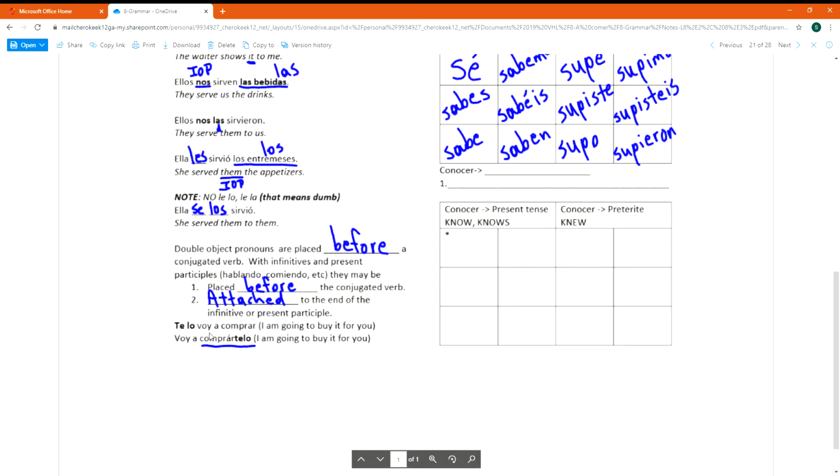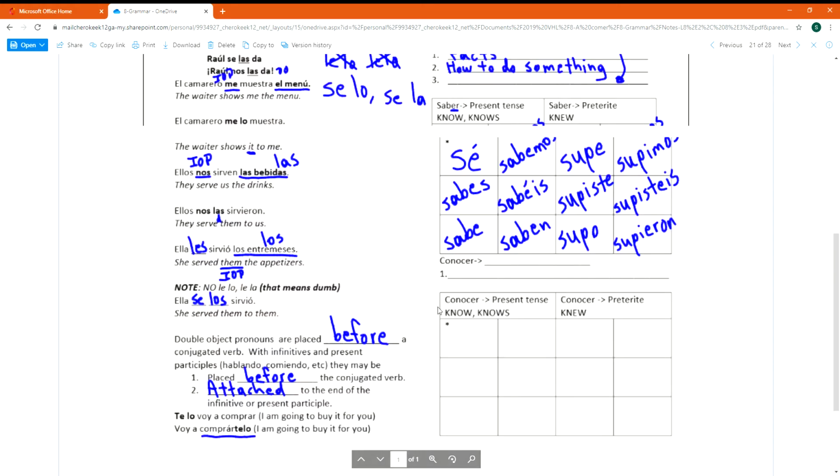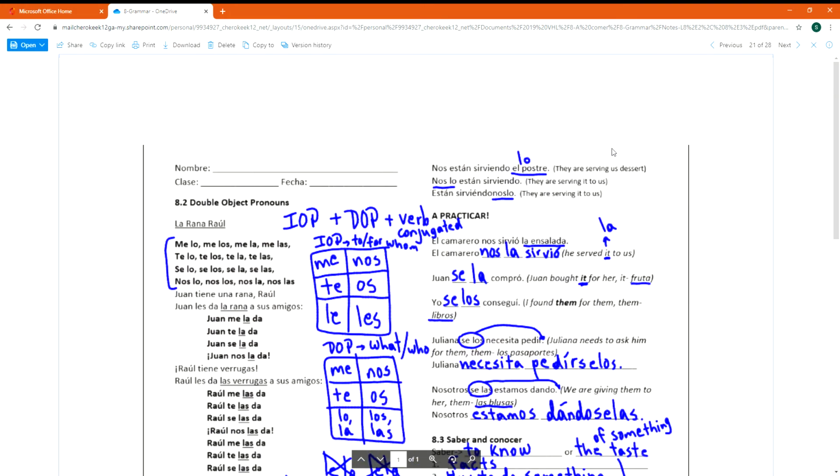Okay, so the example that we have here is "te lo voy a comprar." I am going to buy it for you. So here we have the double object pronoun before the conjugated verb voy. But since there are two verbs, voy and comprar, then I have a second option. I could say "voy a comprártelo." And all I did is I took the "telo" and I attached it to the second verb. I'm still saying I am going to buy it for you. Does it matter which way you say it? Absolutely not.